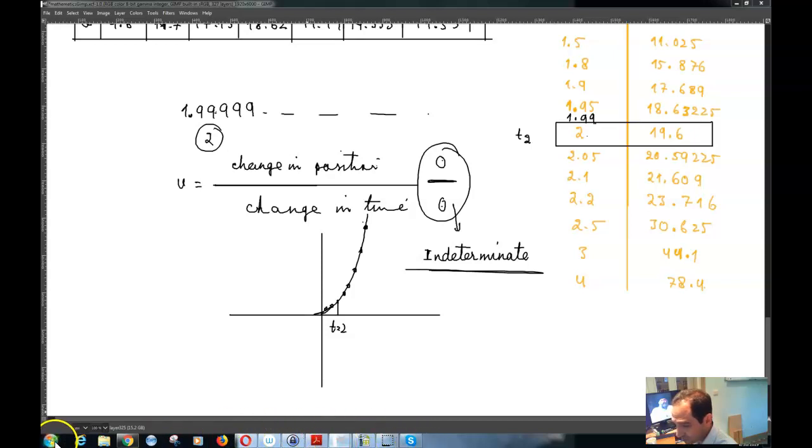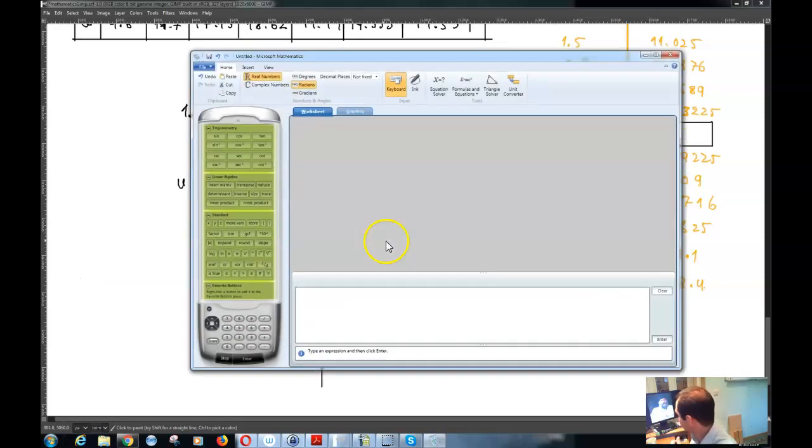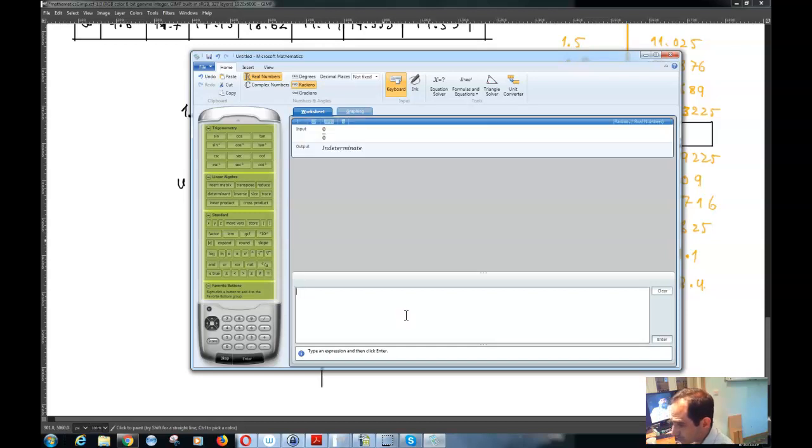Let me see. Okay, so 0 divided by 0, you see, it's called indeterminate form. 0 divided by 0 is indeterminate.